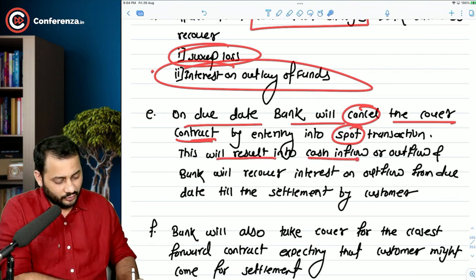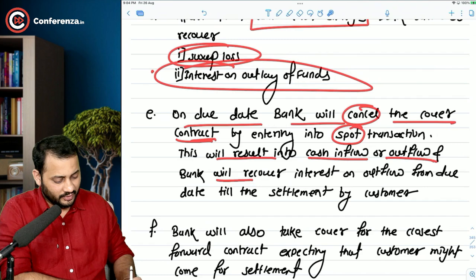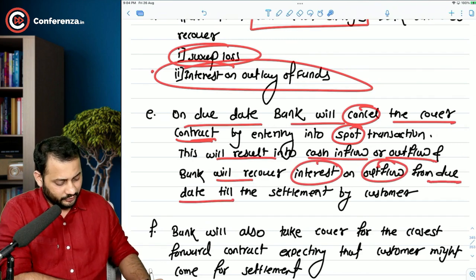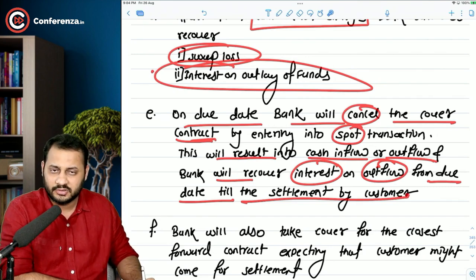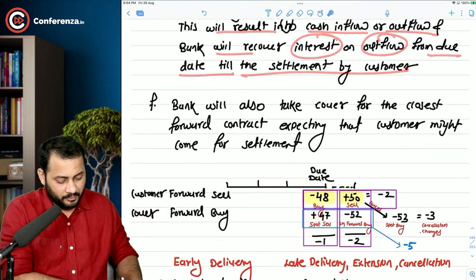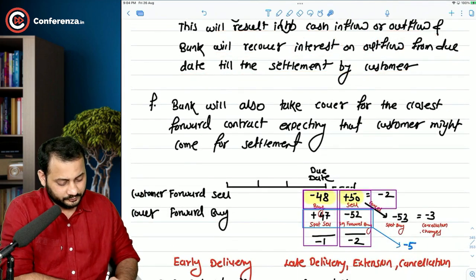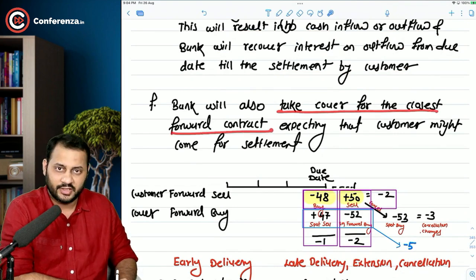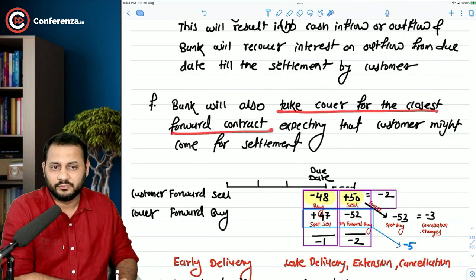This will result into cash inflow or outflow. Bank will recover interest on outflow from the due date till the date of the settlement by the customer. So all the interest will be recovered from that day onwards. Bank will also take cover for the closest forward contract. Now what will happen, I will tell you.